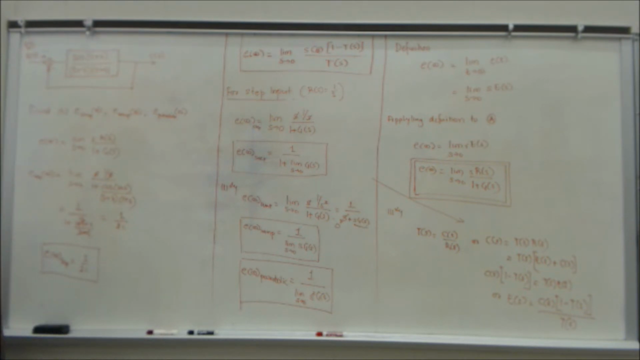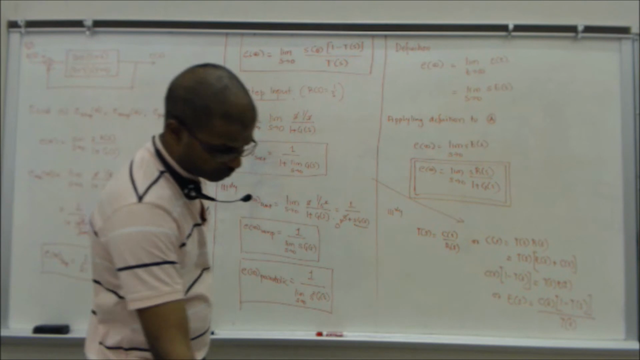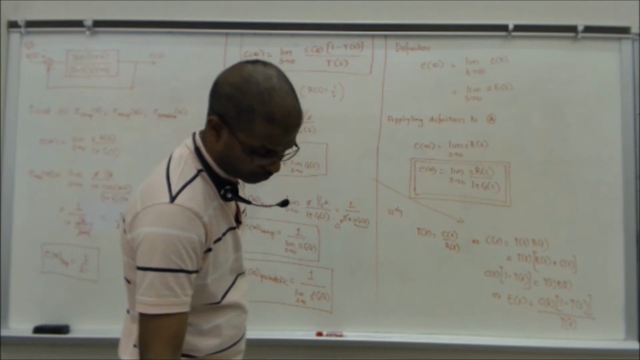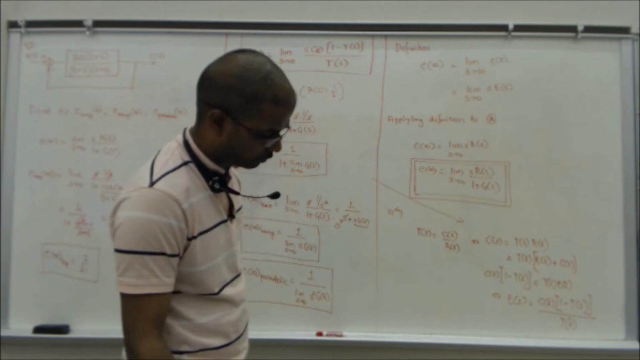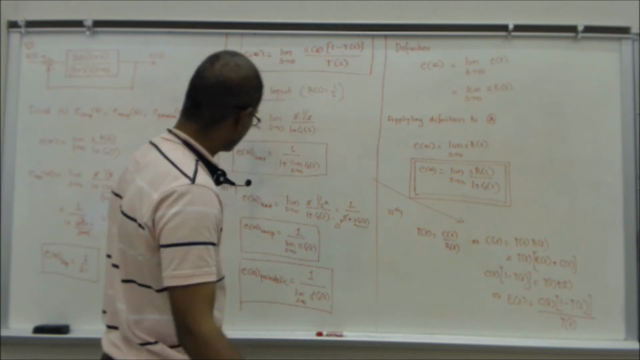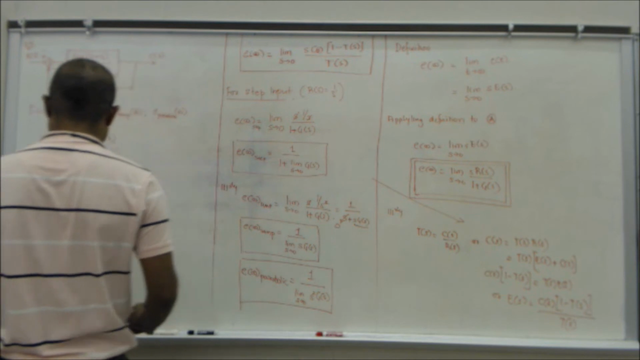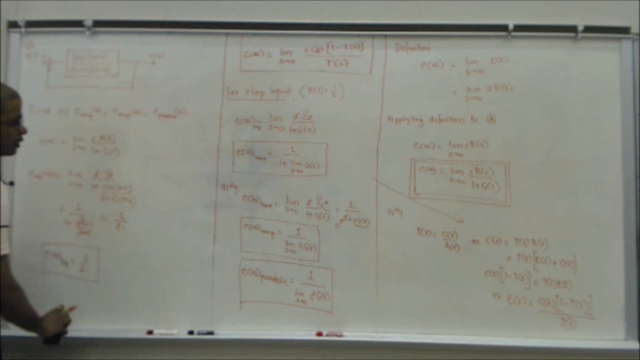This is an example in the book. Example 7.2, page 347. So what is E ramp?